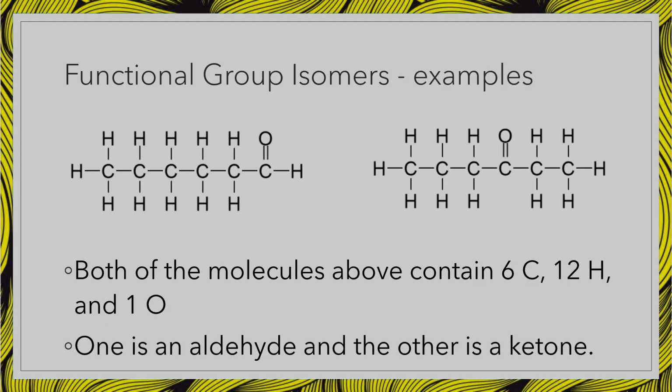So here's an example. On the left-hand side, we have C6H12O, same as on the right. They're both C6H12O. But if we have a look at the one on the left, it's an aldehyde. The one on the right is a ketone. So this is one of the examples of a functional group isomer. They've got different functional groups, they're different chemically, but they're the same number of atoms, the same parent chain, just a different functional group.